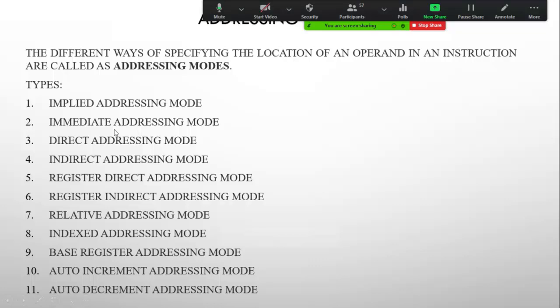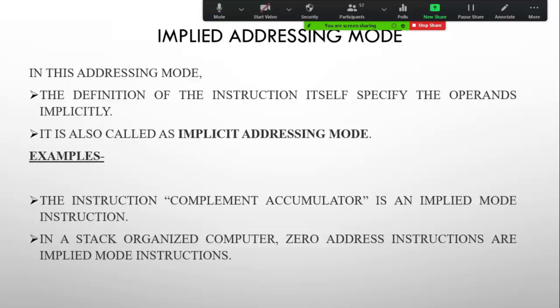First mode is implied addressing mode. Second is immediate addressing mode. Third is direct addressing mode. Fourth is indirect addressing mode. Then register direct addressing mode. Next is register indirect addressing mode. Then relative addressing mode, after that indexed addressing mode, then base register addressing mode, after that auto increment addressing mode, and auto decrement addressing mode. Okay, so first of all we will discuss implied addressing mode.